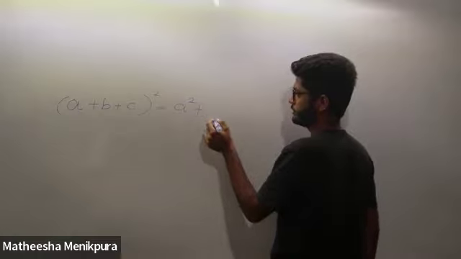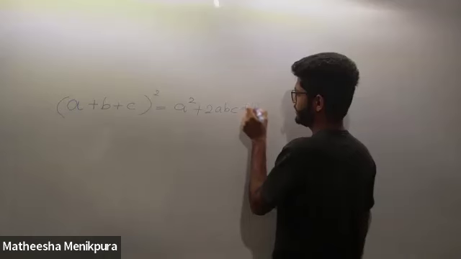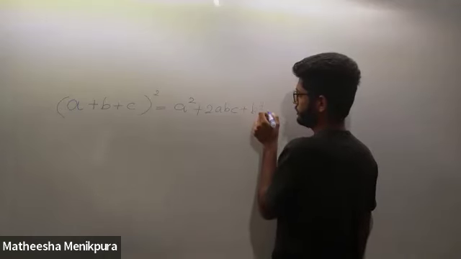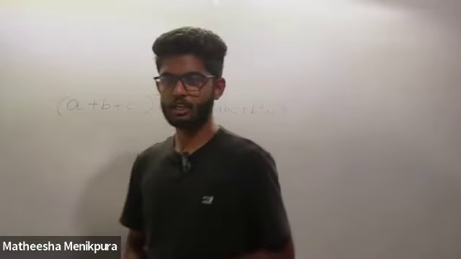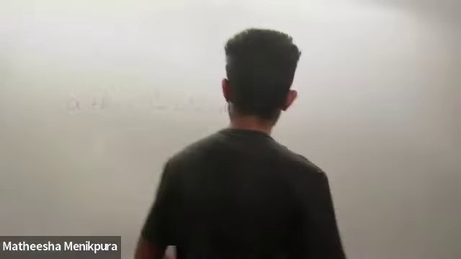a squared plus b squared plus c squared, plus 2abc. We have one answer: a squared plus 2abc plus b squared plus c squared. Yes, tell me, if you have any other answers.